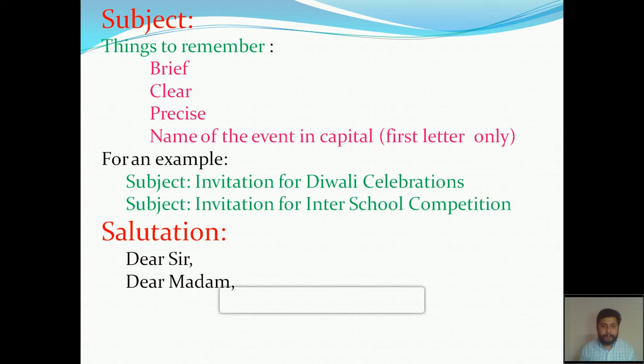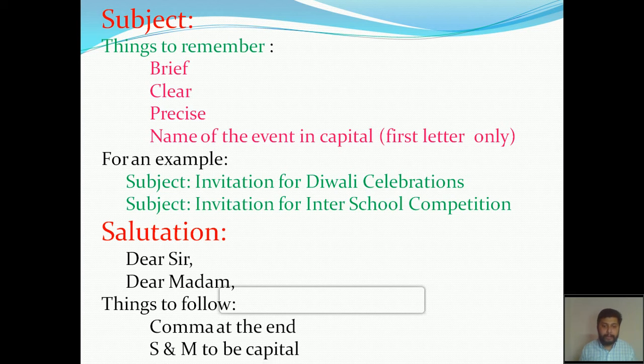Dear sir, dear madam. These are two examples, things to follow, like a comma at the end. You can see the example there. Dear sir, after sir there is a comma. Dear madam, there is a comma. So, a comma at the end. S and M to be capital. D, of course, will be capital, but in the next word, the S of sir and the M of madam, both letters should be uppercase, which means capital. So here the header part is over.